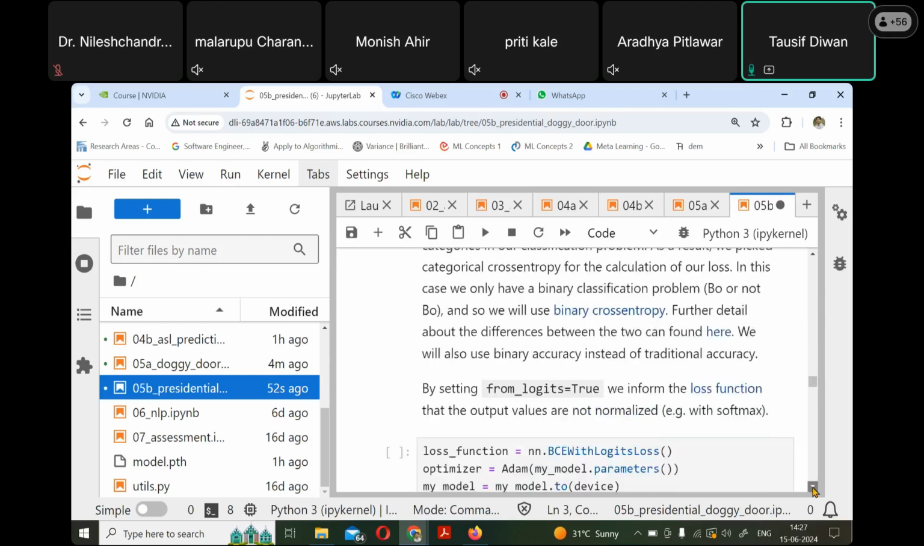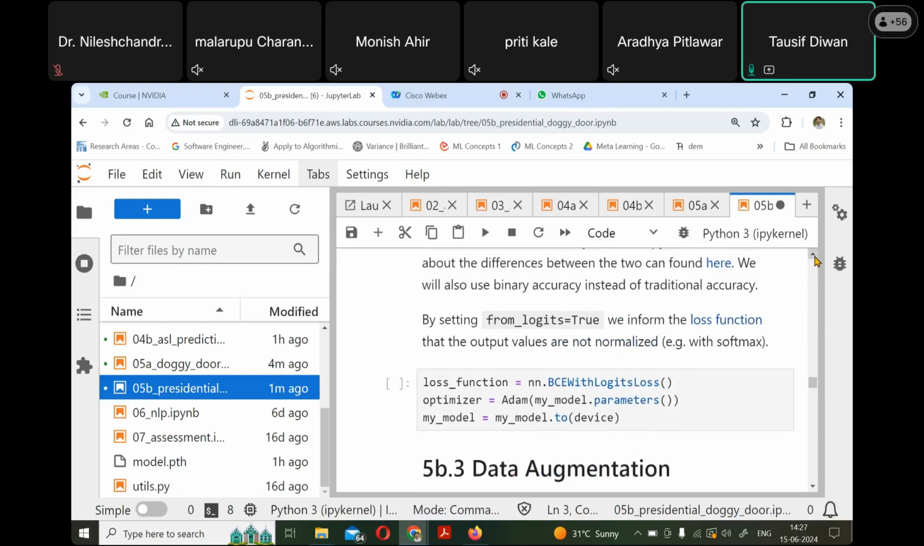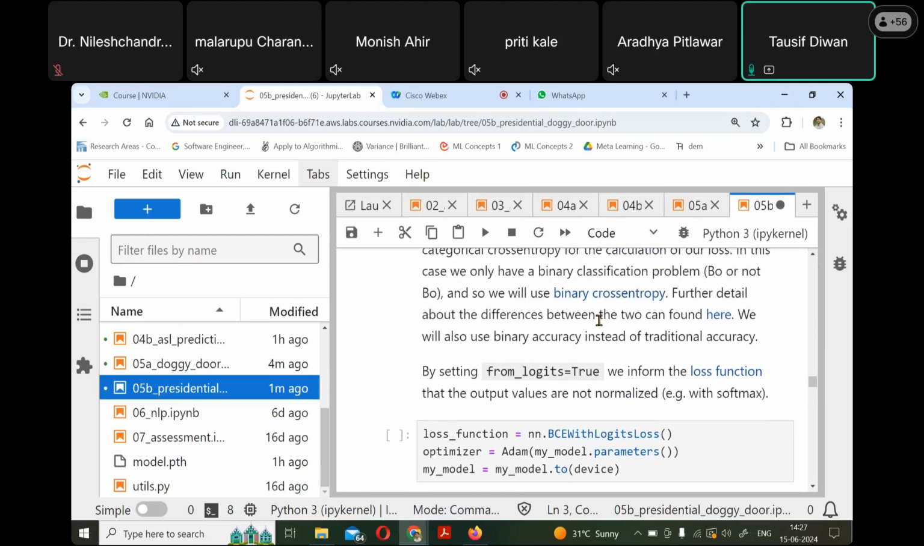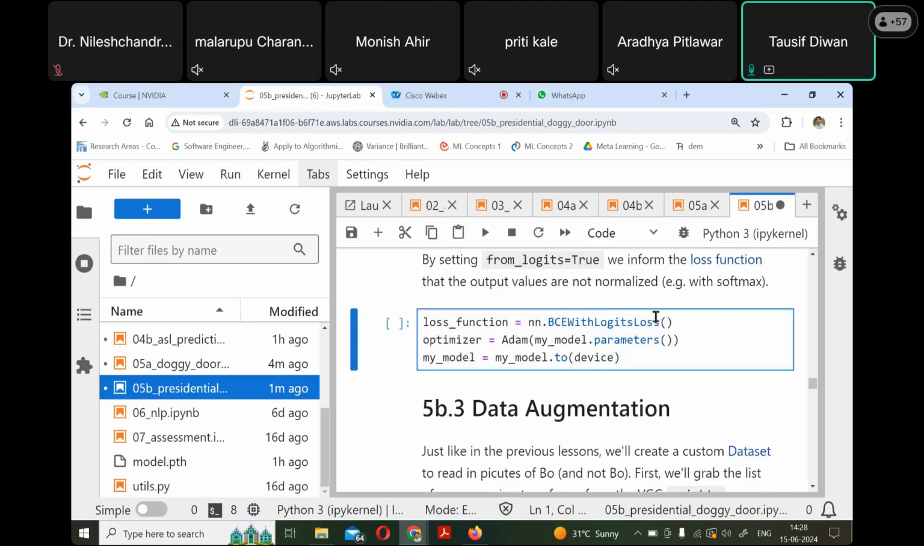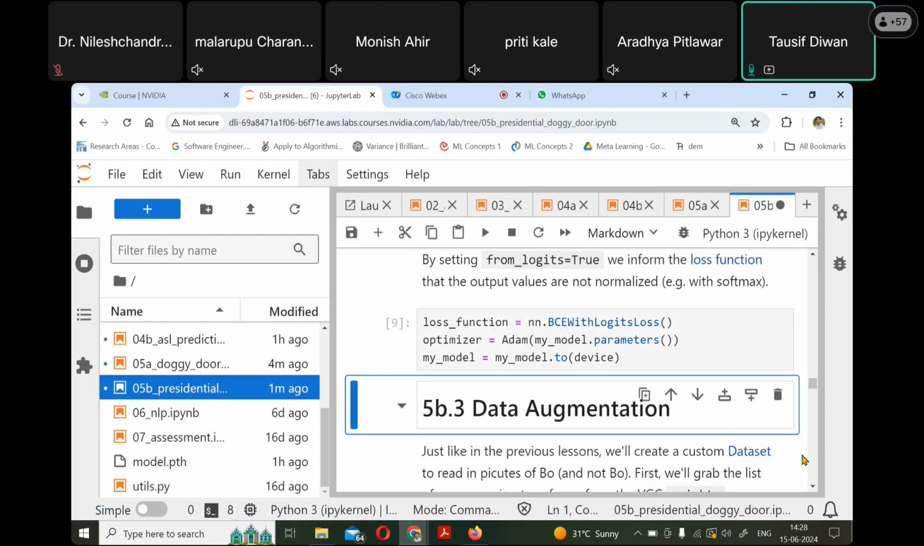Now next one is compiling the model. Because only a single neuron is there in the last layer, we can use the binary cross entropy loss. If it is class A or class B, that's what we are interested in doing. So we will just use binary cross entropy loss over here. This is the loss function, binary cross entropy BCE with logits loss, and the Adam optimizer that we are using, and then we will transfer it to the device.